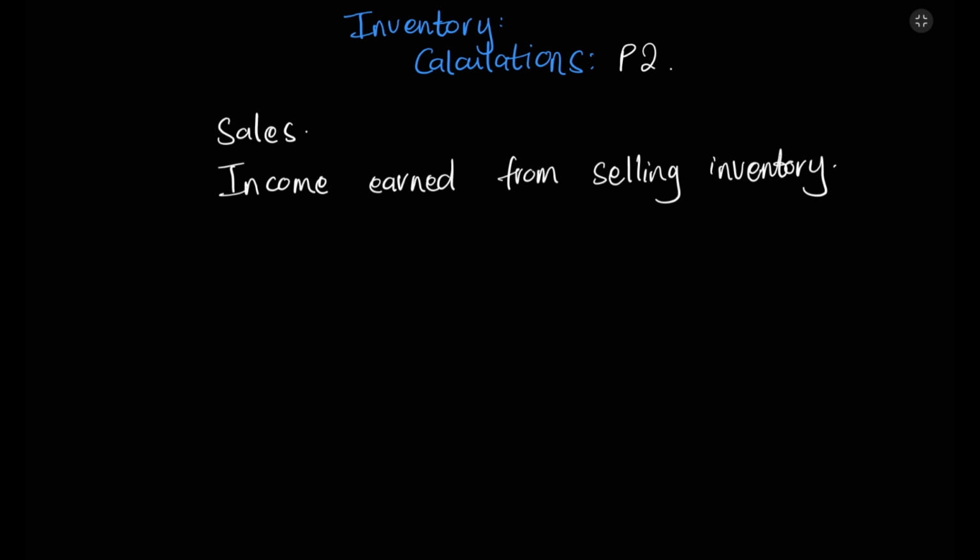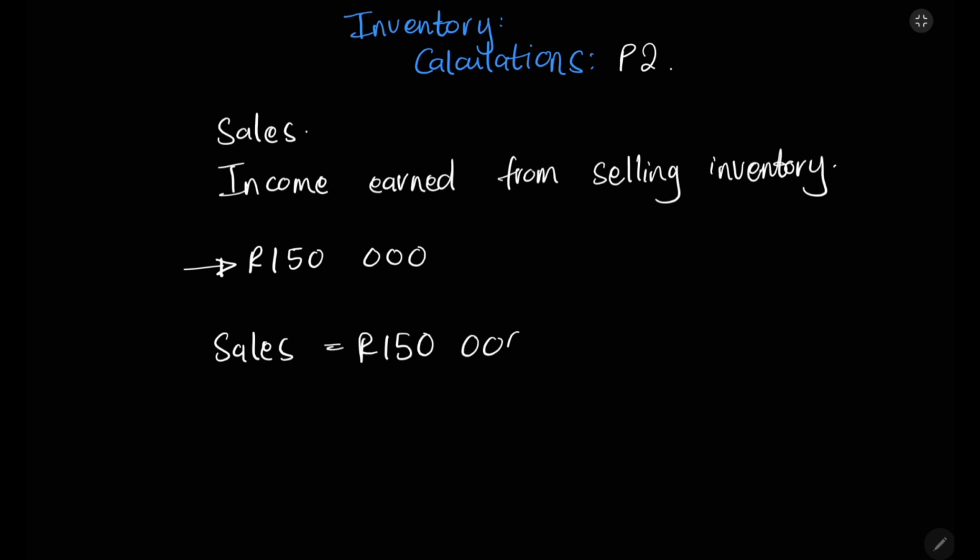Now let's move to sales. What are sales? Your sales are the income earned from selling inventory. For example, let's say a store sells goods that are worth 150,000 Rand. If you have to quote your sales or do any calculations that include sales, you'll see that your sales are 150,000 Rand. Basically the money that you make from selling something.